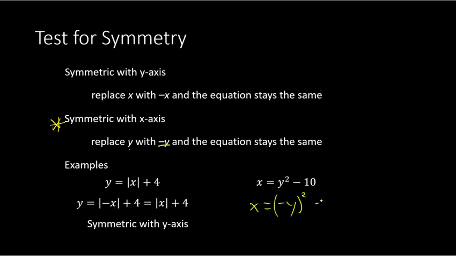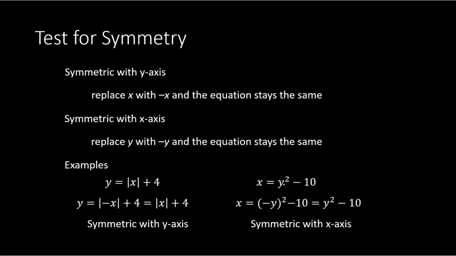So we have negative y squared minus 10. Well, when you do that, a negative number squared makes it a positive, right? So that is the same thing as positive y squared. So we have x equals positive y squared minus 10. That is the exact same equation that we started with up here. So because plugging in a negative y in place of y does not change the equation, that means it is symmetric with respect to the x-axis. And if it did not equal the same equation, then it would not be symmetric with respect to those axes.